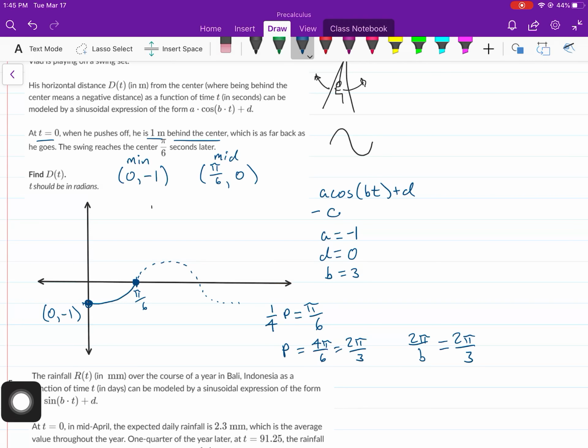Go ahead and substitute that in. Negative 1 cosine of 3t plus 0. And there is your answer there.